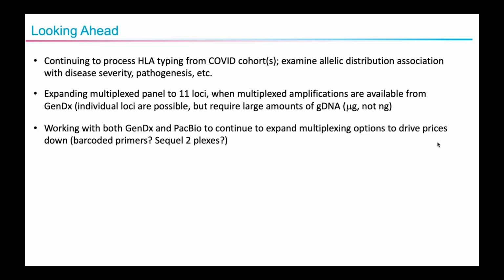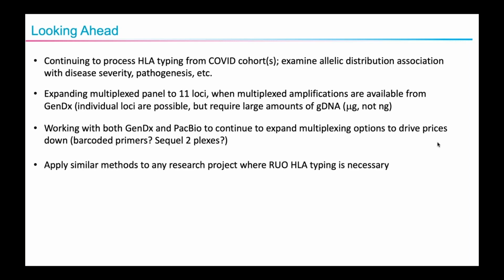We're also hoping to work with both GenDx and PacBio to continue to expand the multiplexing options to continue to drive prices down, perhaps with barcoded primers or increased plexy for Sequel 2. There's a lot of options out there. And of course, we'd love to apply similar methods to any research project where research-only HLA typing is necessary.